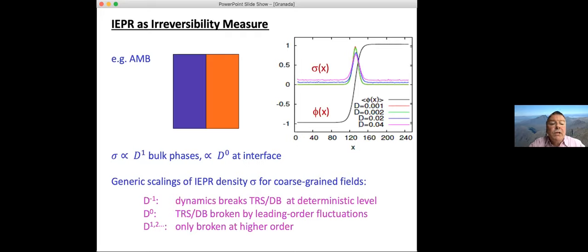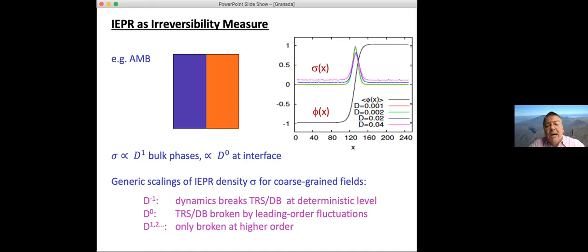In this situation here of Model B, it doesn't, because the deterministic evolution lands at a static profile phi of x. And so that static profile, if I run the movie backwards, it's clearly the same. I have to have fluctuations to see any dynamics at all, which is why in this case I get d to the zero. So d to the zero at the interface means that the time reversal symmetry is broken at leading order by the fluctuations.